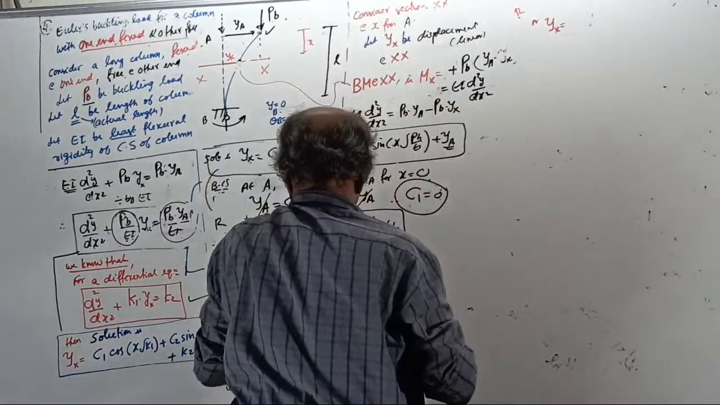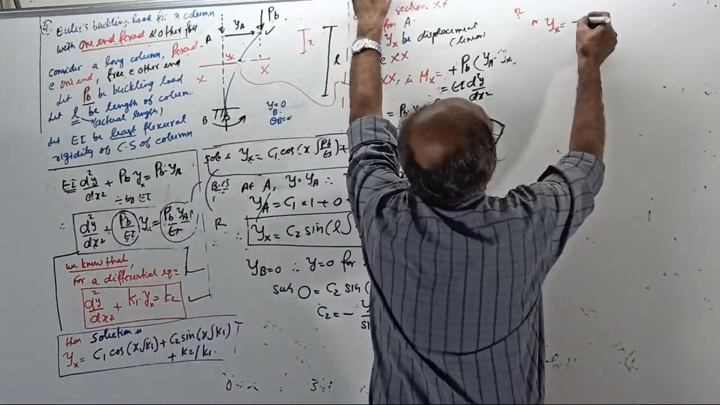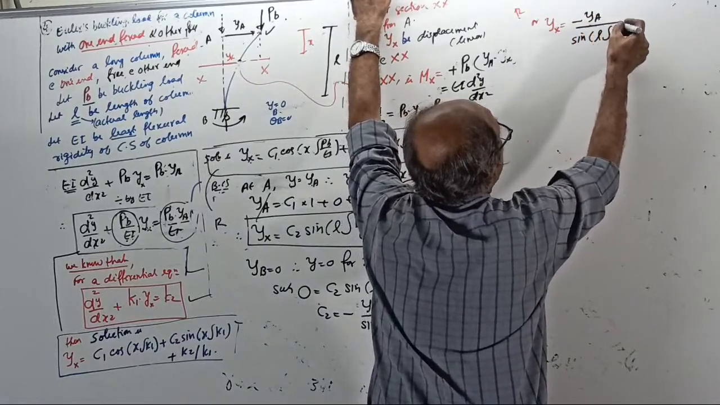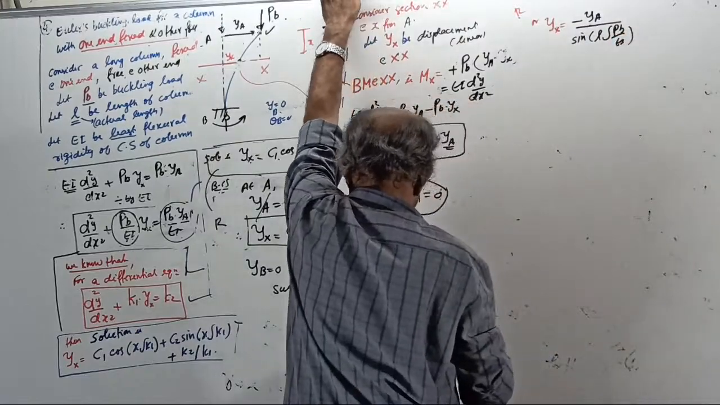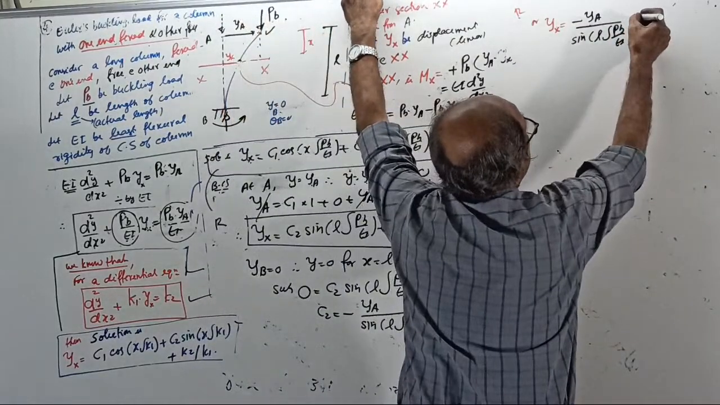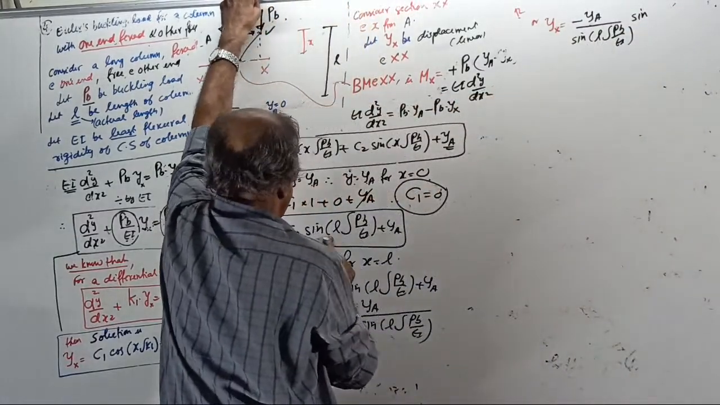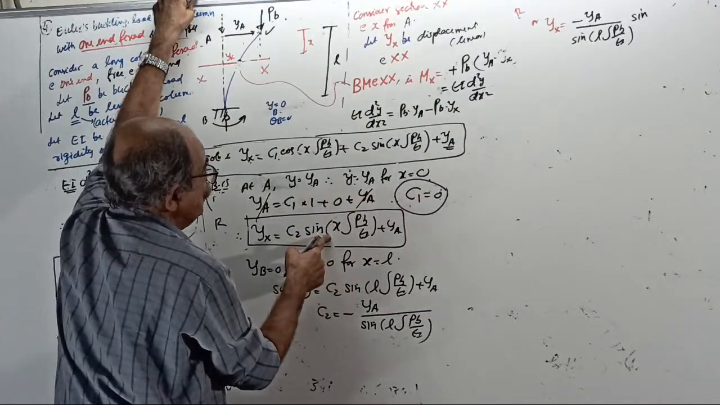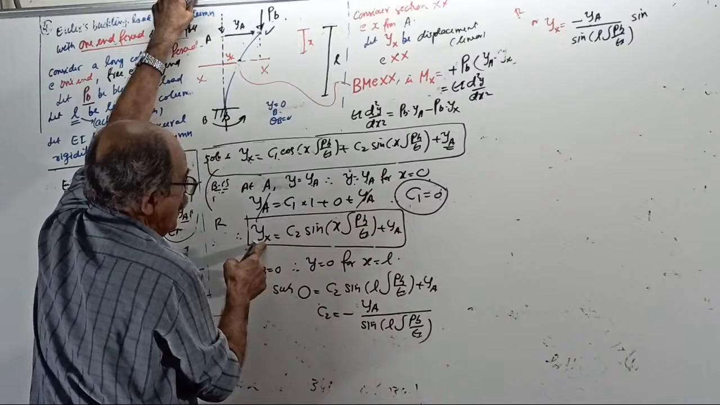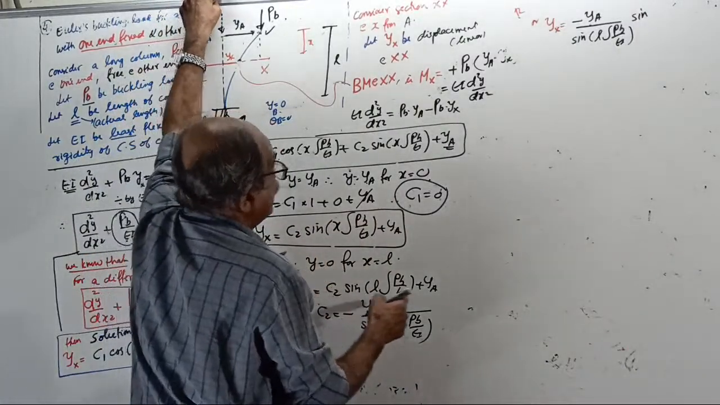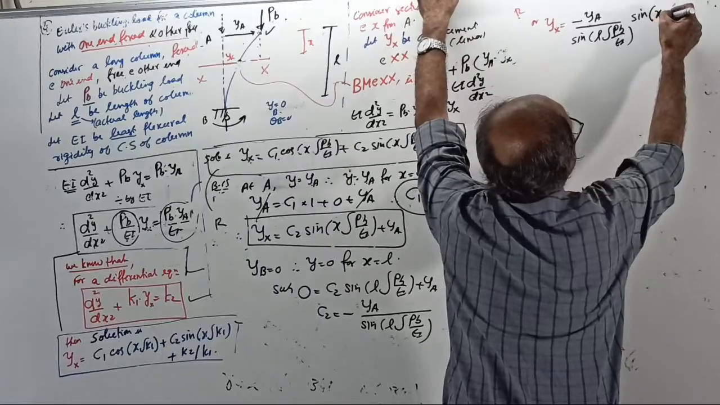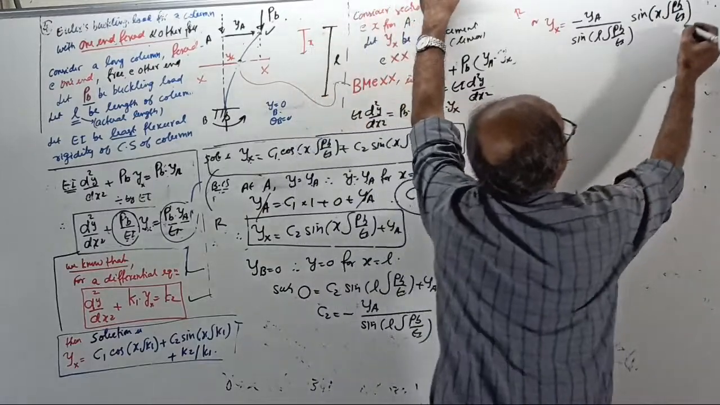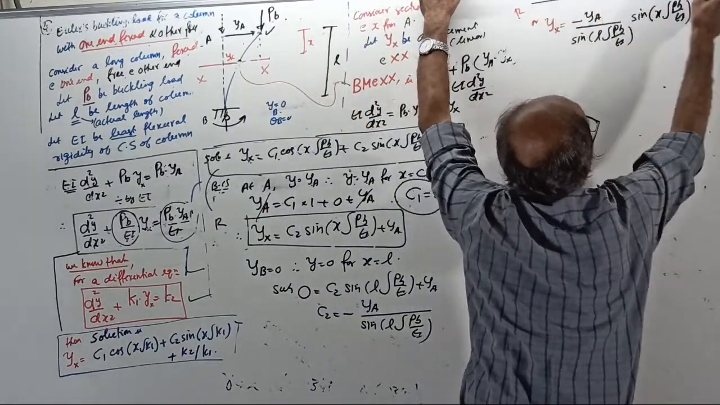Your new format equation: Yx equals C2, that is minus Ya divided by sin(L√(PB/EI)), into sin of, oh sorry, this is x actually, you are not observing, this is x. When you substitute, Yx is in terms of x only. Into sin(x√(PB/EI)), then plus Ya is the new format of Yx.